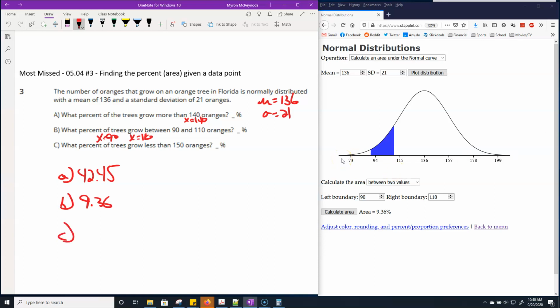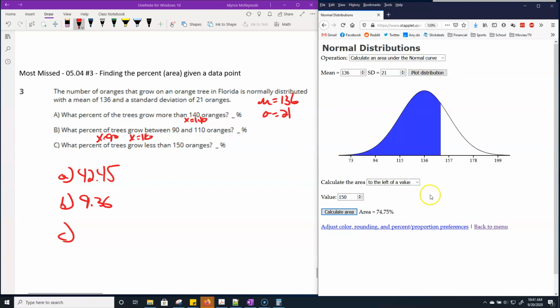And my C is what percent of trees grow less than. So that's the third type that you could get here, to the left of, less than. And that is going to be less than 150. That should be most people, right? Because 150 is well above average. It's way over here, and it's going to the left. So it's like all these people that are below 150. So I expect a pretty big number. And I get one. 74.75% of people would grow less than 150 oranges. So that is how you find the percent or area when you're given the data point.